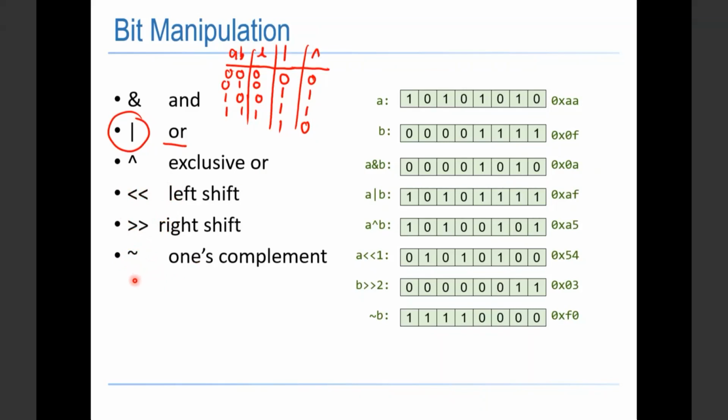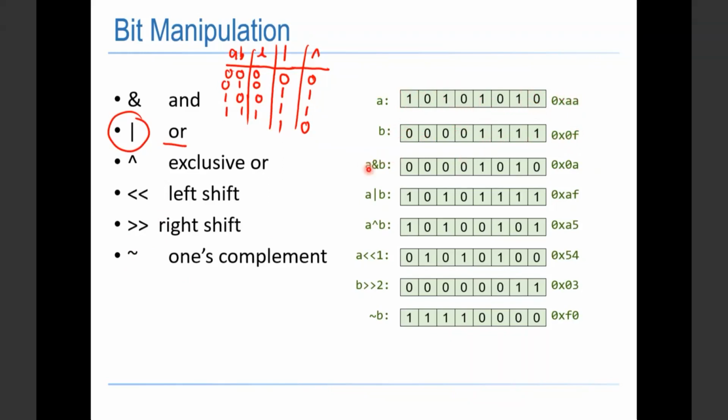If your input is 1, it will become 0. Okay, so let's look at this example here. You have this value. A is 10101010, so A is 8-bit data. A is AA. B is 0F. If you translate this value here to 8-bit data, you will get this value.